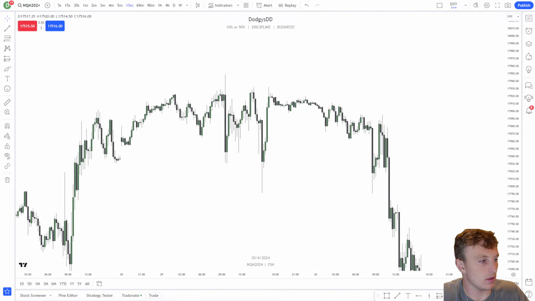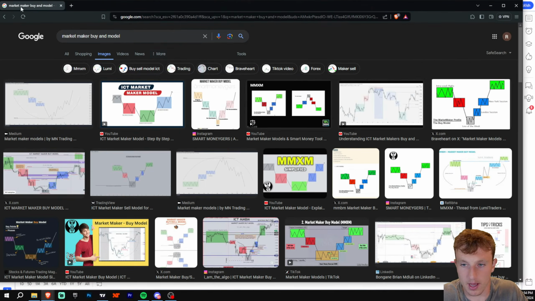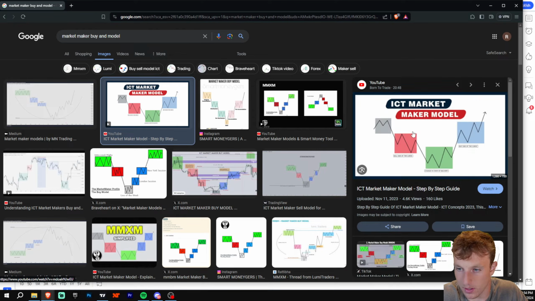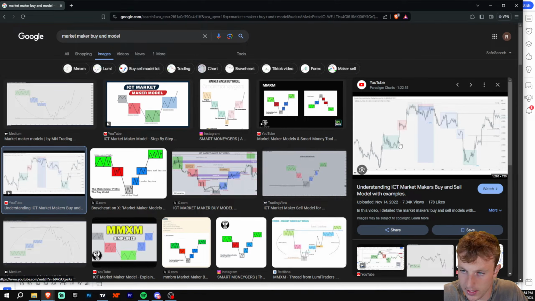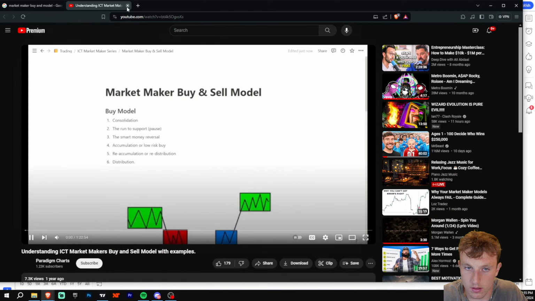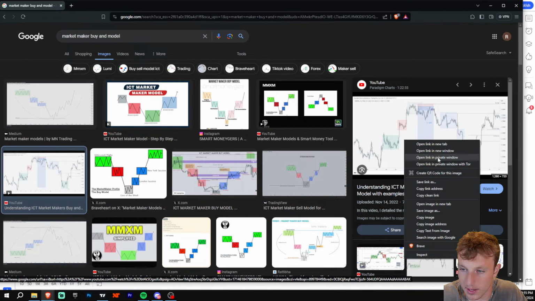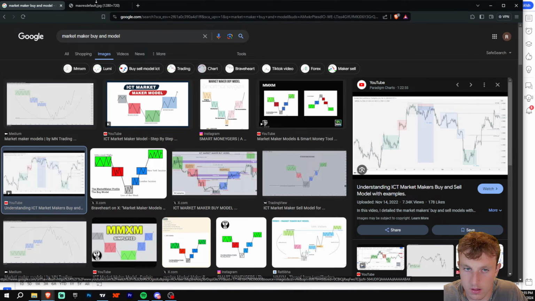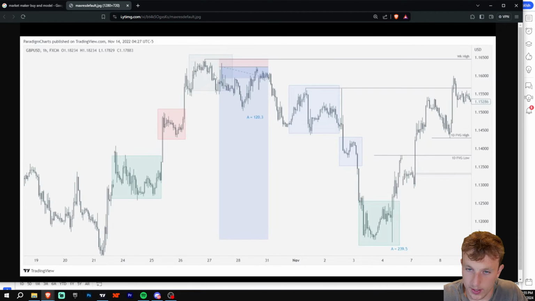So if I just type in market maker buy model, market maker sell model on YouTube or Google, you're going to get something like this, where we get the sell side of the curve going down and the buy side of the curve going up. Here's a great example of just what it looks like. If I open this image in a new tab and zoom in, you have this really nice curve, and all these boxes drawn are these different accumulation and distribution phases.